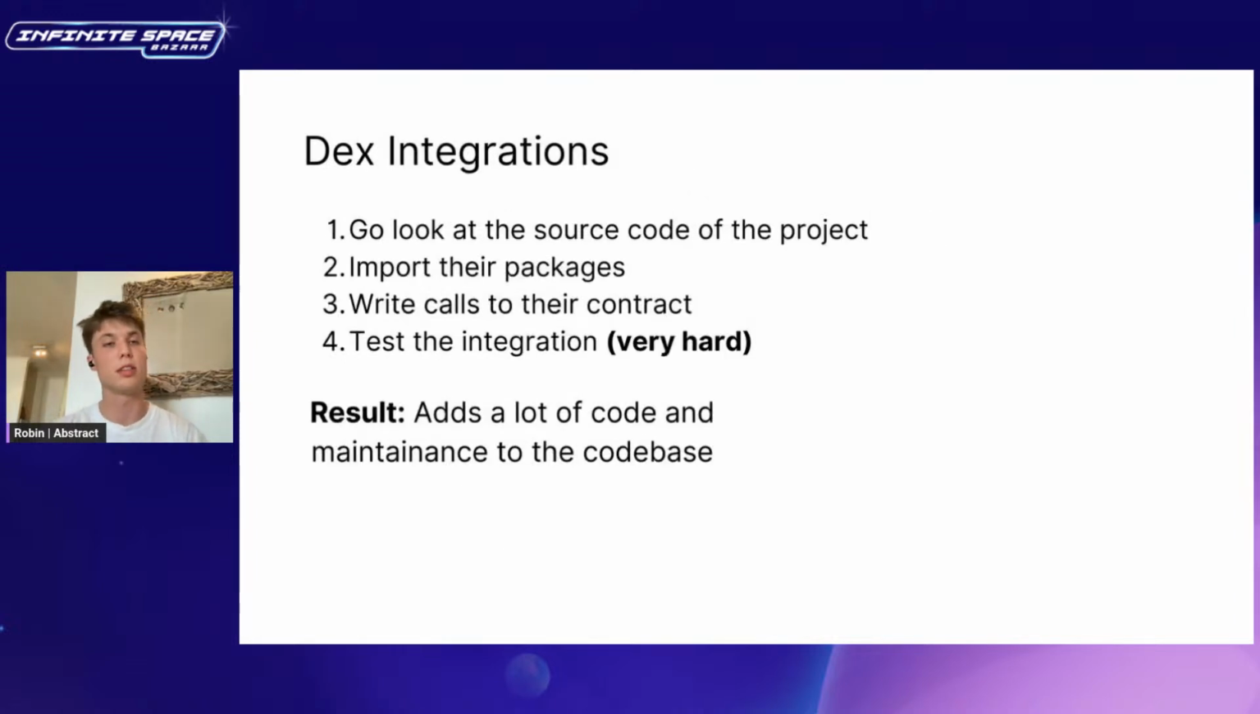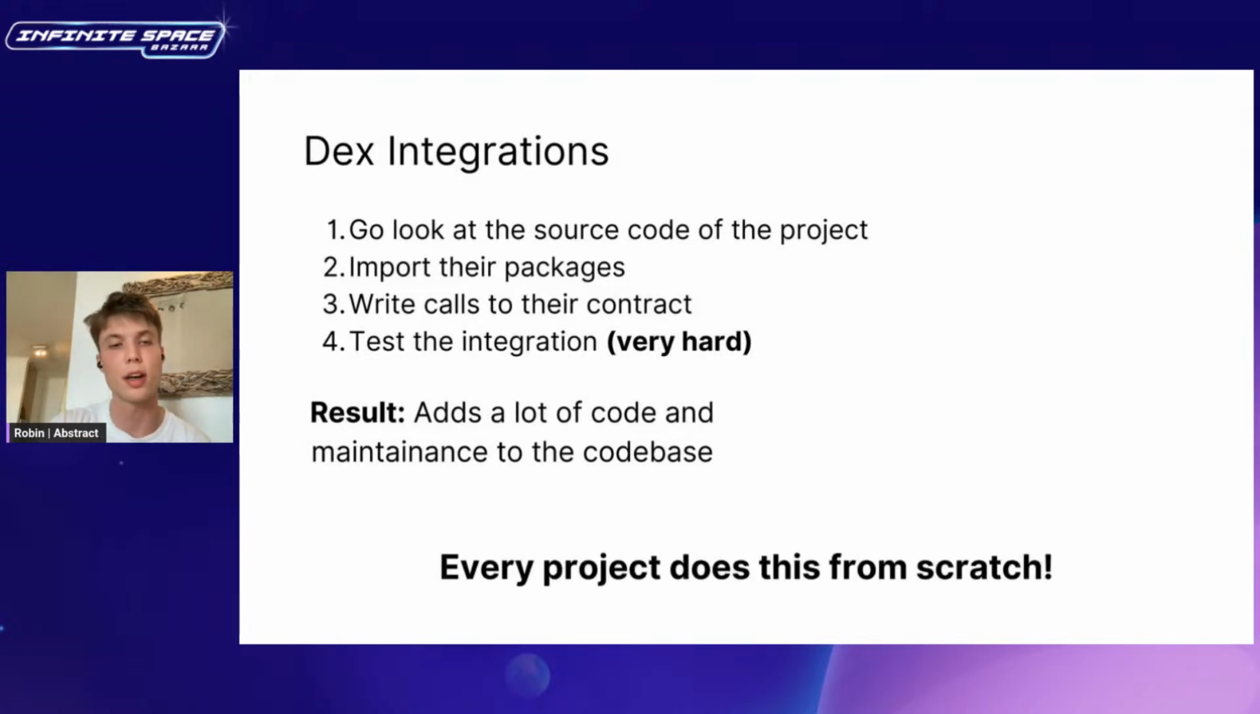Let's say we want to integrate with Osmosis or Astroport. If we do that, then we have to go look at the source code, which I previously mentioned. We have to import their packages and stay up to date with their code, and then write calls to their contract and actually test it. And testing this has been very hard historically, and part of our tooling solves that, but it's still a lot of work. And it adds a lot of code to your code base, and it adds a lot of maintenance.